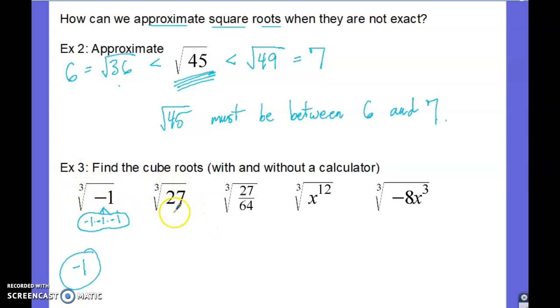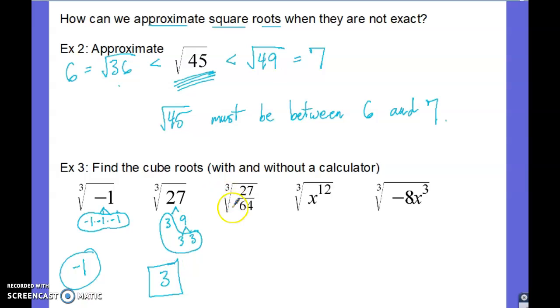So if you were to try and break down 27 as 3 and 9, and then break down 9 again as 3 and 3, see how I'm looking for a group of 3 numbers that are the same? So the cube root of 27 is 3.